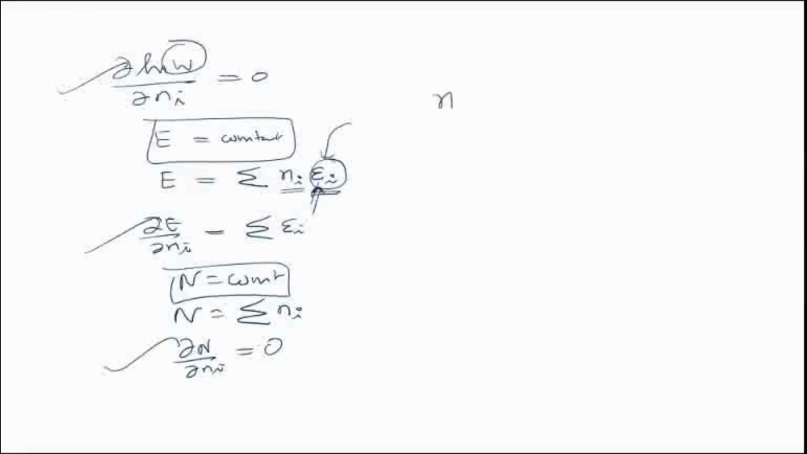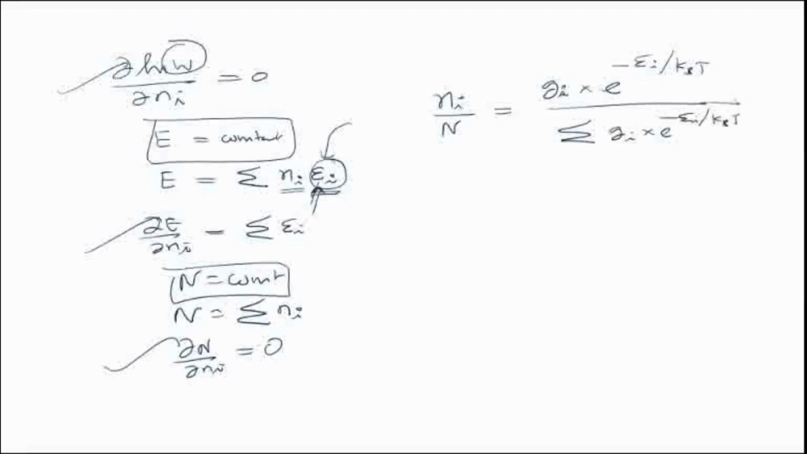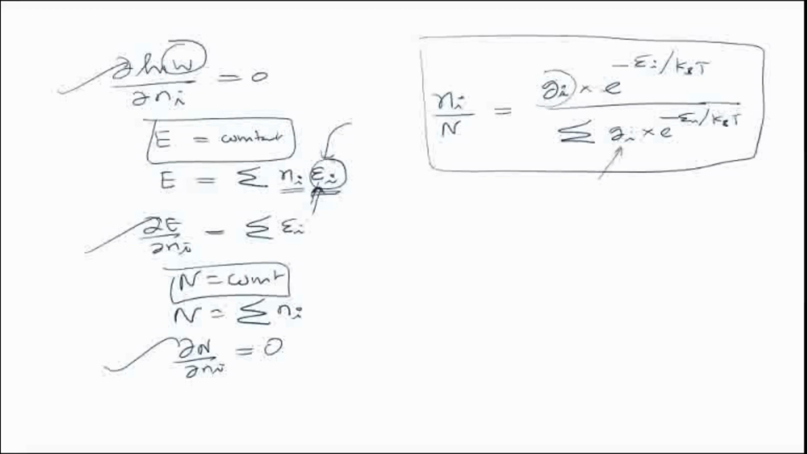The final formula is Ni/N equals Gi e^(−Ei/kBT) over the summation of Gi e^(−Ei/kBT). We will get a formula like this. This is for the degenerate case. For the non-degenerate case, just remove this Gi, that's all. For a non-degenerate system, you have to remove Gi.